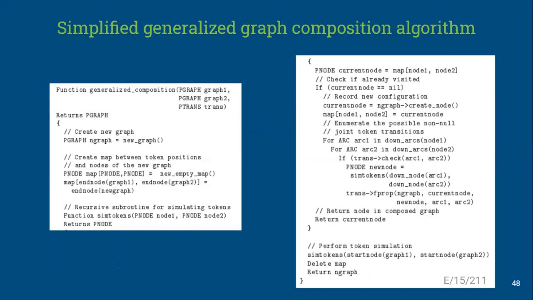This is the pseudocode for a simplified generalized graph compression algorithm. It does not handle null transitions and does not check whether the token's trajectory is acceptable. The two main components appear in the pseudocode here: the SimToken recursive function, which is used for enumerating the token trajectories, and the associative array map, which is used for remembering which nodes of the composed graph have been visited.